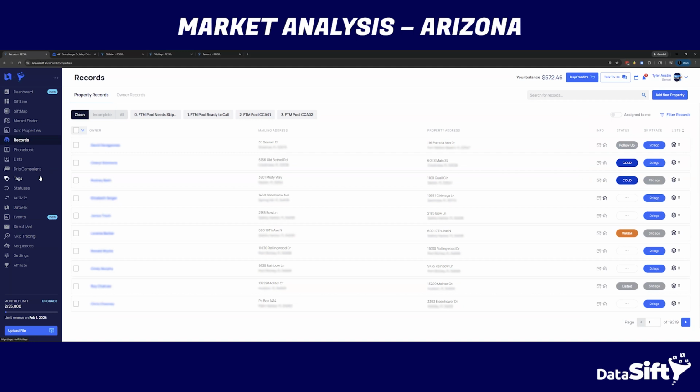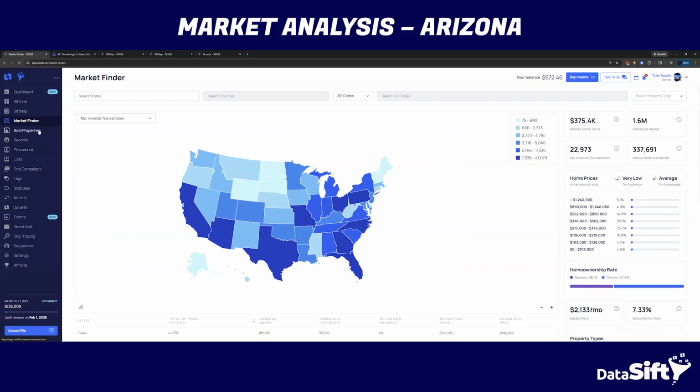But I find that with these new tools in here, it's really important to make sure people understand how to analyze, because there's a lot of power in figuring out what zip codes, what neighborhoods, and then what those investors look like that are actually buying those deals.